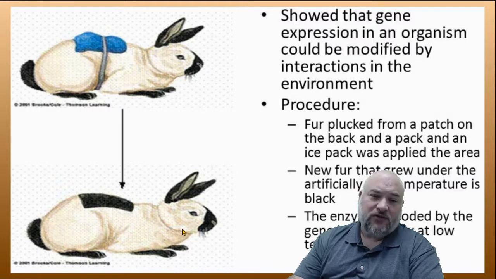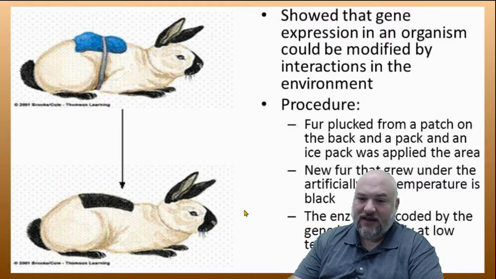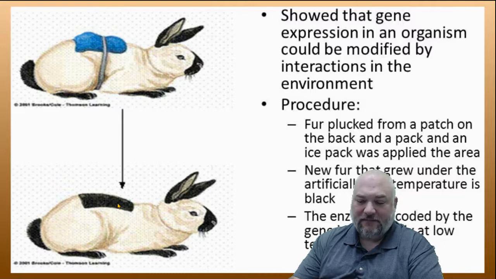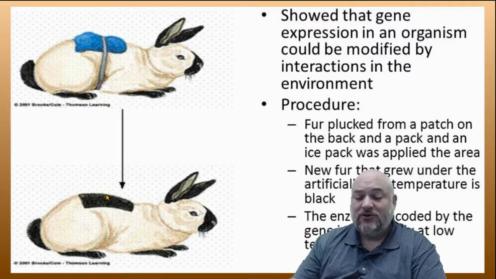Here, we've got a really cool thing with Himalayan rabbits. So what you got here is a Himalayan rabbit. If you put a cold pack right here, it'll turn black. So they show the gene expression in an organism could be modified by interactions in the environment. So the experiment was they put fur plucked from a patch on the back, then they put a cold patch on there, applied to the area. New fur that grew under the artificially low temperature is black, and the enzyme encoded by the gene is active only at low temperatures.